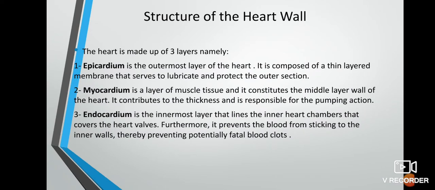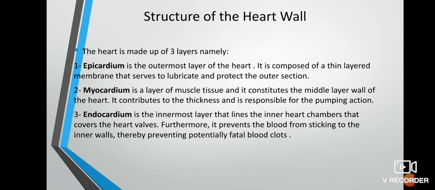Structure of the heart wall. The heart is made up of 3 layers, namely first epicardium, second myocardium and third endocardium. The epicardium is the outermost layer of the heart. It is composed of a thin layered membrane that serves to lubricate and protect the outer section.